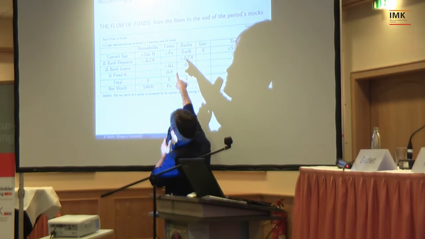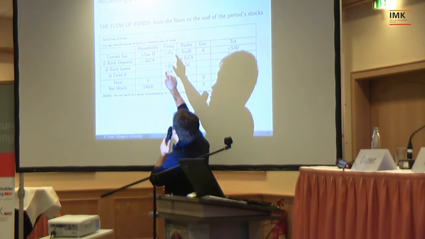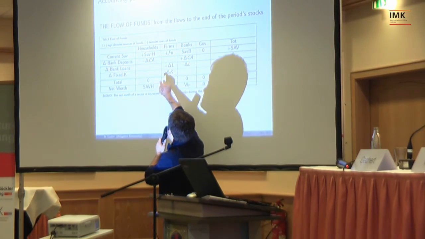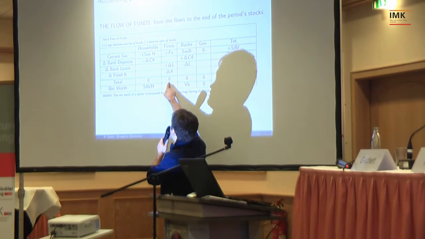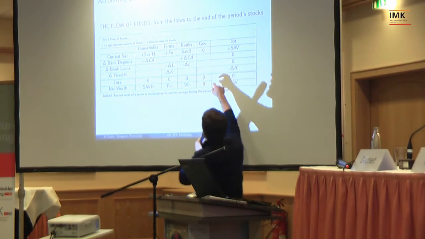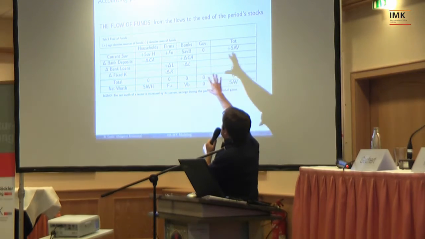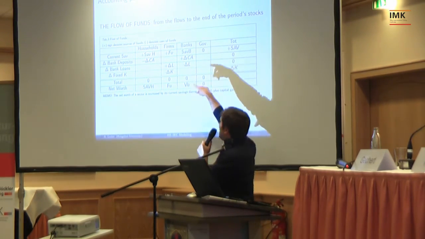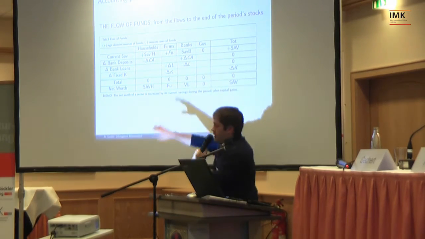For the firms, maybe you have that their retained earnings and the sum of the increase in loans are equal to the investment, and so no net savings in the end. Banks, the same, and government. And so basically what you see is that you can allocate the whole savings of the economy across the different assets.